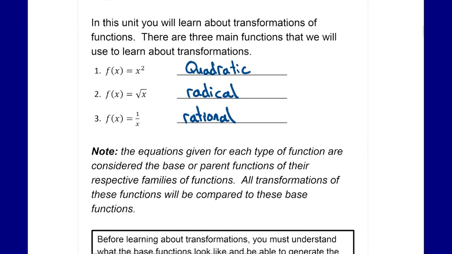Now, these three equations for each type of function are considered the base or parent functions. And these are going to be what we look at when we look at transformations within the respective families. So when we're talking about transforming quadratics or radicals or rationals, it's going to be based off of these functions. These are kind of like the starting points of our transformations. So it is going to be important to know what these base functions are, because all transformations are going to be based off of them.